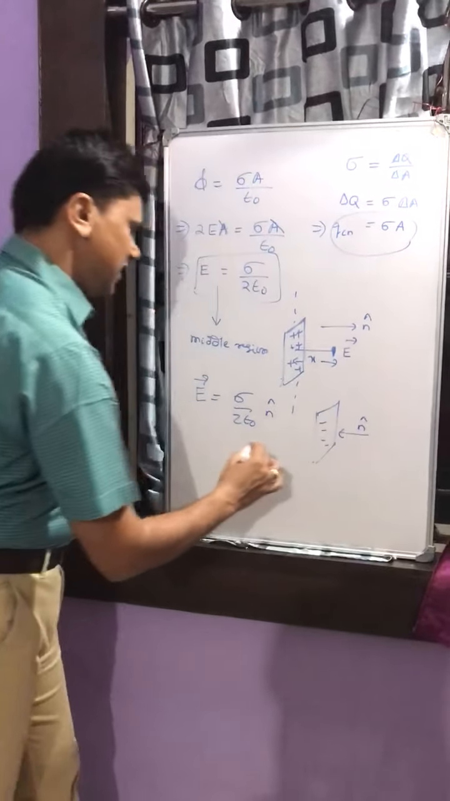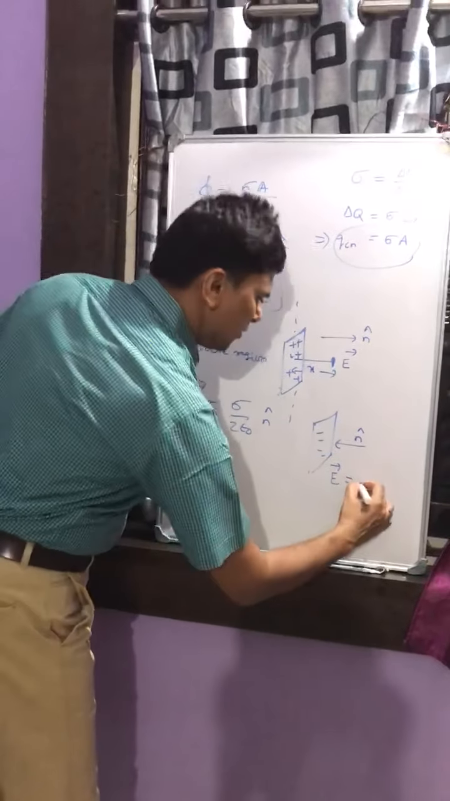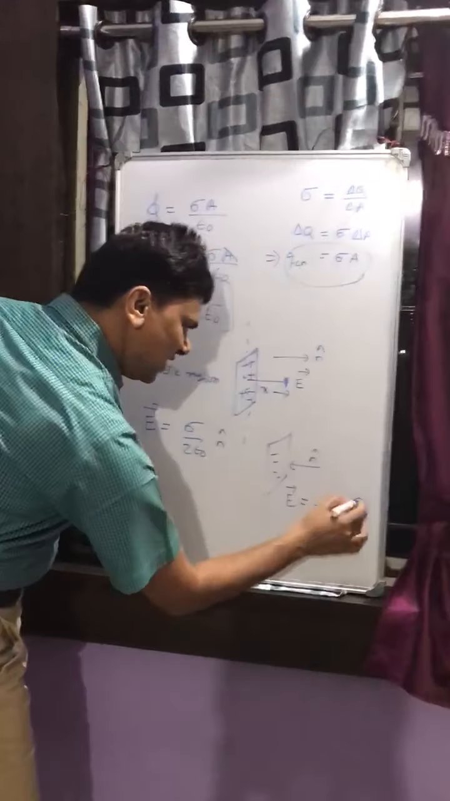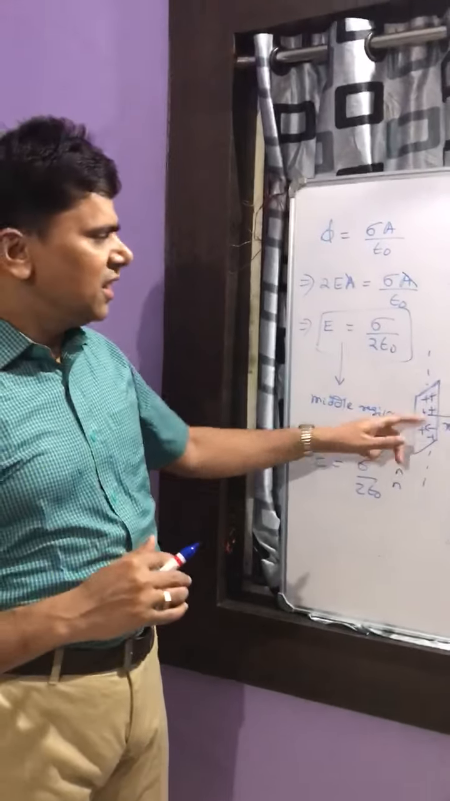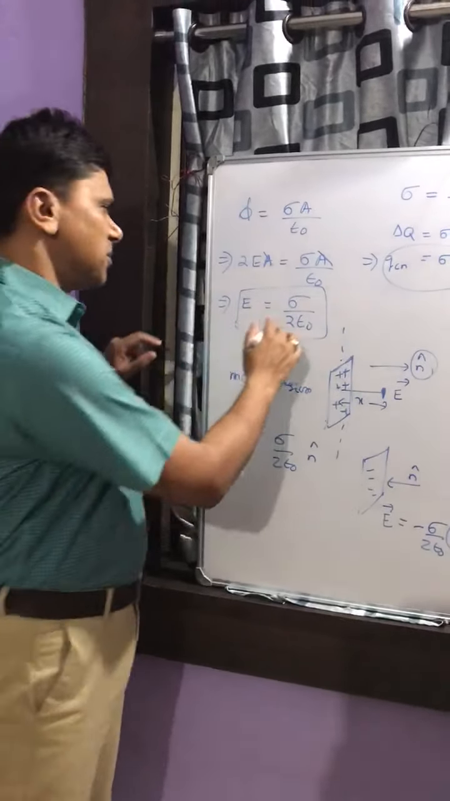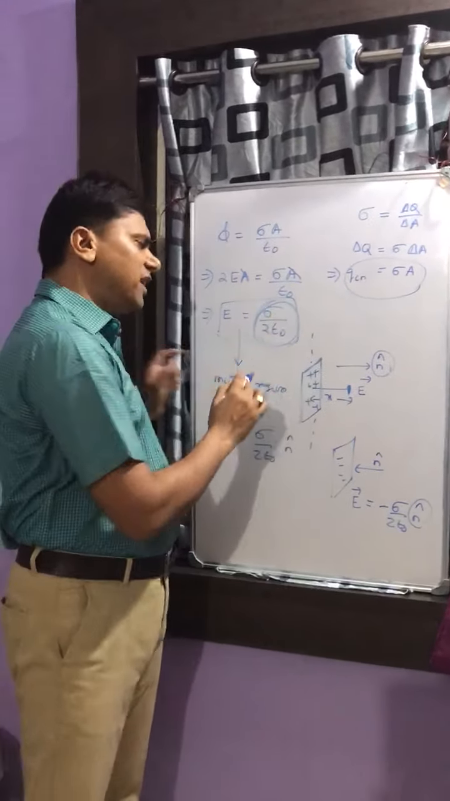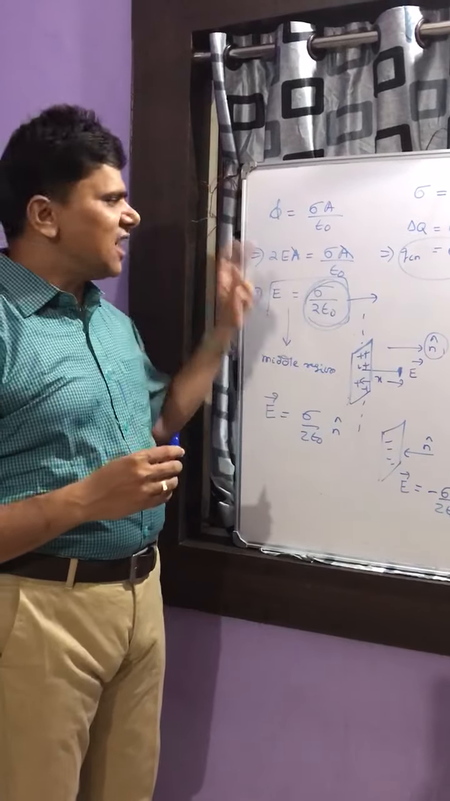So n cap will be towards this. That means in this case we can write the electric field to be equal to minus sigma by 2 epsilon 0 if you use this n cap the same as this. This minus sign indicates that the electric field in the second situation is opposite to the direction of the electric field in the first situation. But the magnitude is this much, and this is very important: this magnitude is independent of the distance from the charge distribution, and this is correct for an infinitely long plane charge sheet.